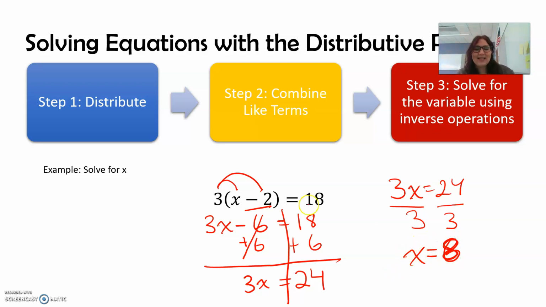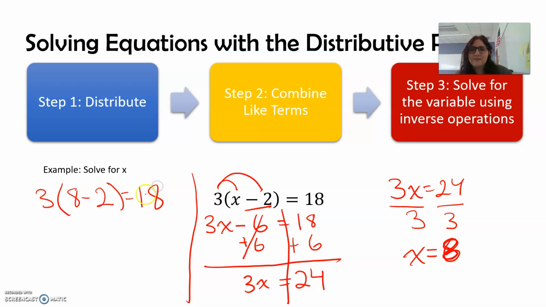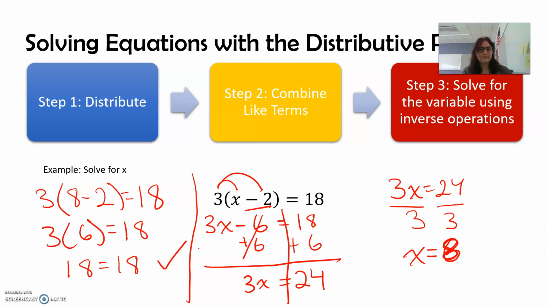So x equals 8. We can plug our answer back in and do 3 times 8 minus 2 equals 18. 8 minus 2 is 6, so 3 times 6 equals 18. And 3 times 6 does equal 18, so we are good. All right, keep these steps in mind. It's the same steps. The problems just might get more complicated.